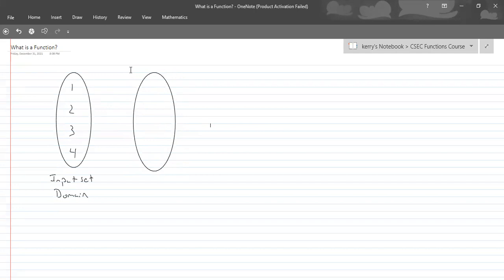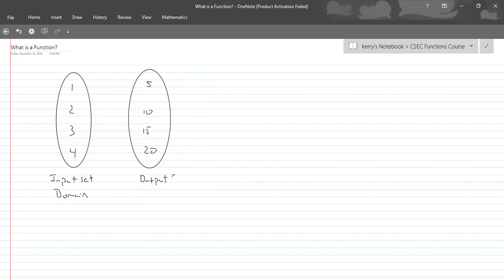So this input set gives us an output set. Let's say the output set gives us values like this: 5, 10, 15, 20. Those are easy numbers to go with. This output set was dependent on the values of the input set first of all. So the name of this general output set is what we call the codomain.